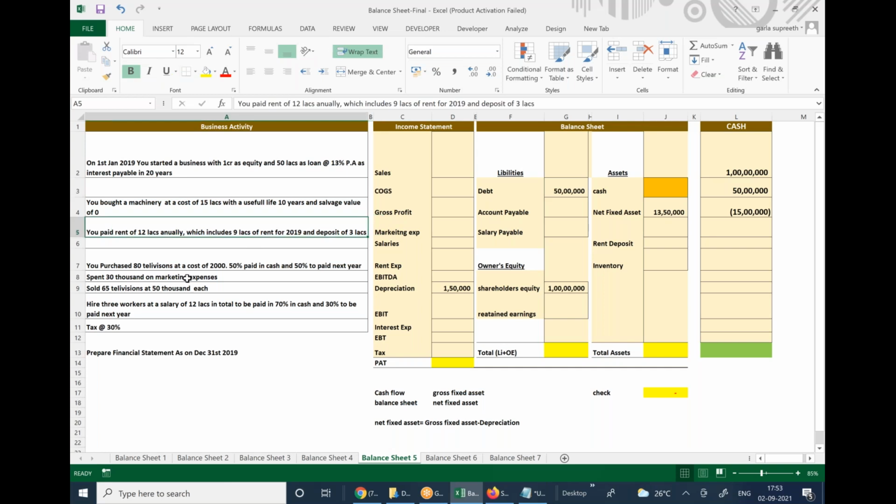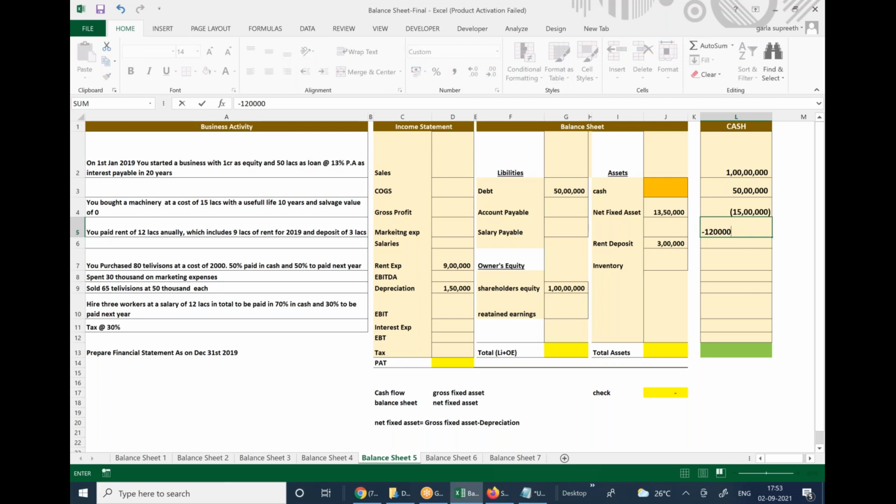That is third. You paid rent 12 lakhs annually, which includes 9 lakhs of rent of 2019 and deposit of 3 lakhs. The total rent expense is 9 lakhs. Deposit means asset, 3 lakhs. And total money going out of your pocket is minus 12 lakhs. Any doubts so far?